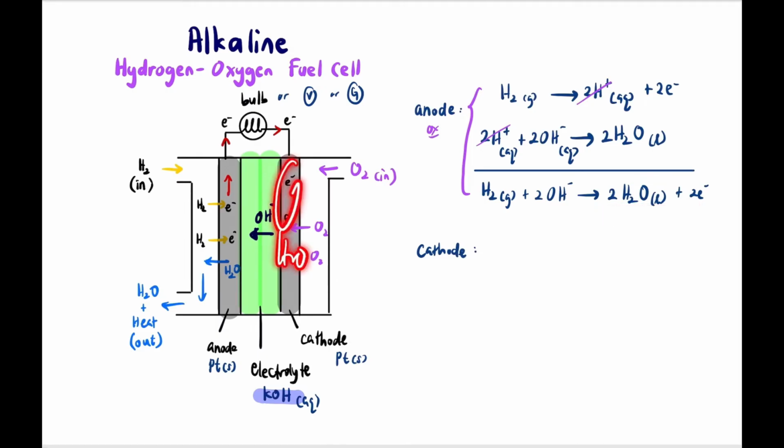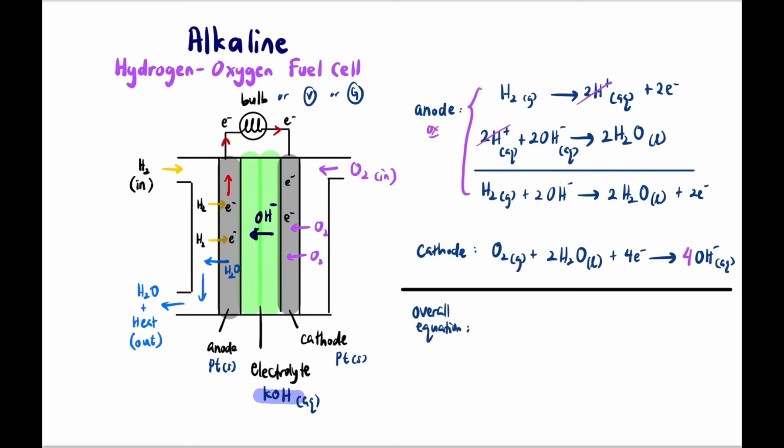Dekat cathode, H2O akan try pass through nanti. Yang dihasilkan tu, dia akan react dengan oksigen dan juga elektron. So this is the reduction process of oxygen at cathode, and dia akan hasilkan OH- ion. And when you balance the equation, you're going to get 4 electron dan juga 4 OH- ion lah.